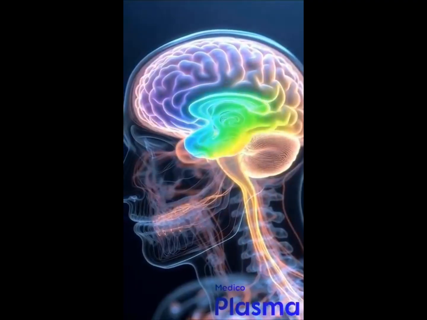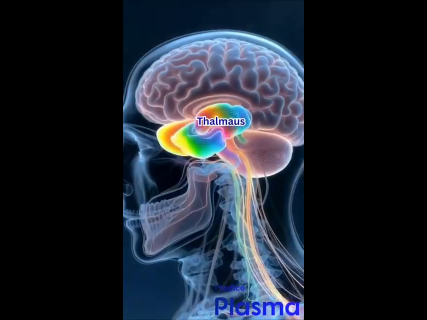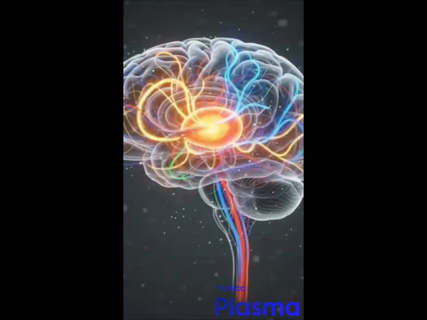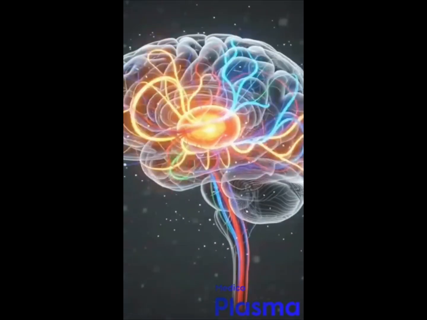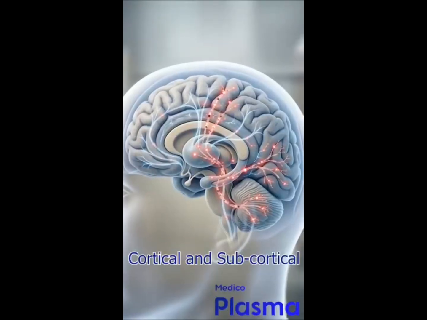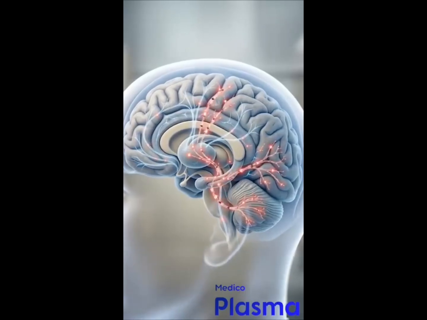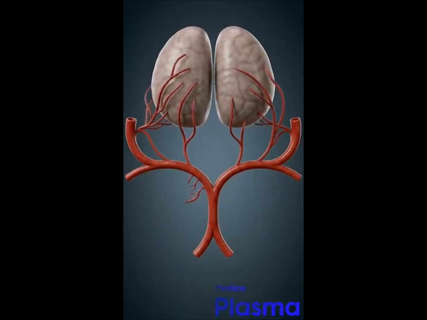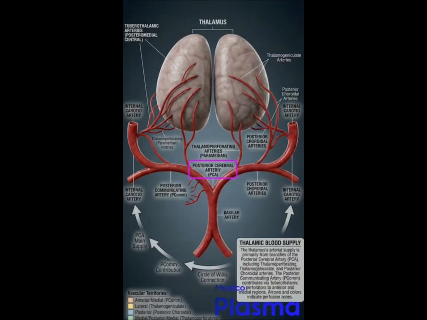Beyond sensory and motor relay, the thalamus plays a key role in arousal, consciousness, pain perception, emotional behavior, and cognition through its widespread cortical and subcortical connections. The thalamus is primarily supplied by branches of the posterior cerebral artery with contributions from the posterior communicating artery.